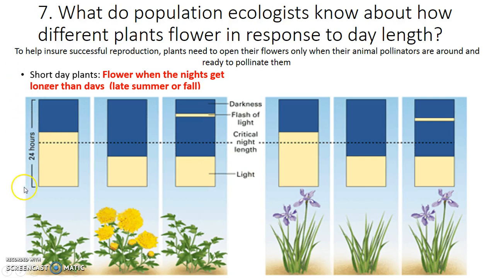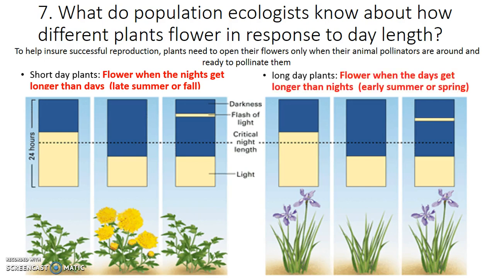When the day length is longer than night, or there's flashes of light in between that night, those short day plants don't flower. These day lengths or scenarios would correspond to times of the year when their pollinators aren't flying, so they don't want to flower.